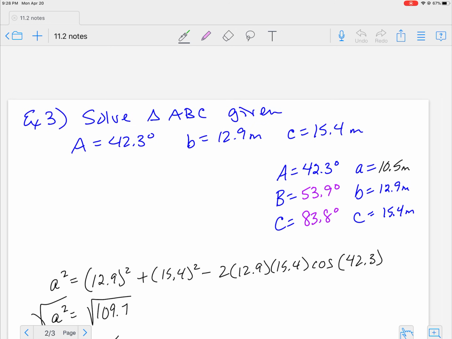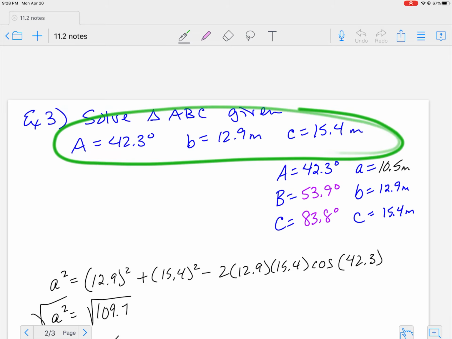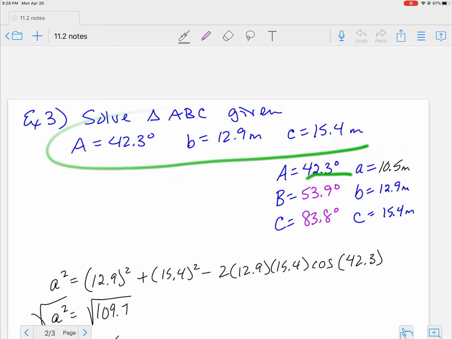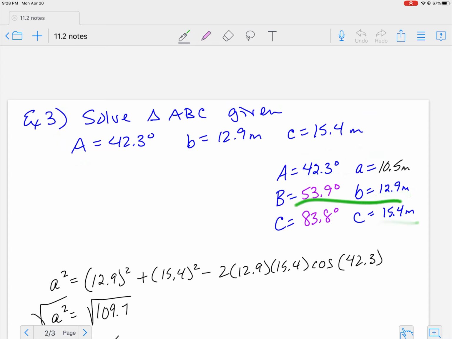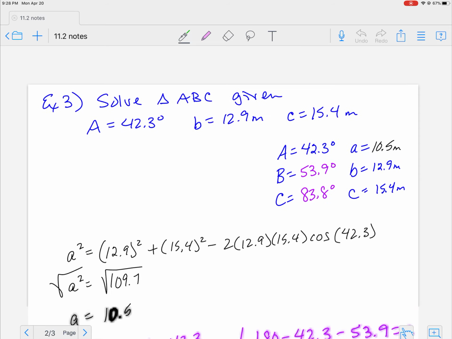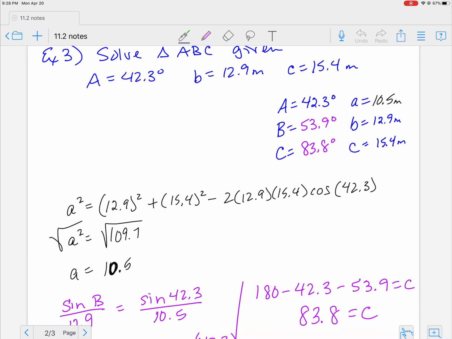Solve this triangle. If I'm given this information, I'm given angle A, side b, side c. No matches, right? No matches. Plug in everything that you know. There's nothing that matches up here. So because of that, and I'm given angle A, go here with A, plug in your b and c so that you can get side a.